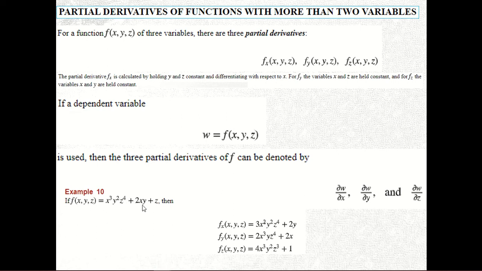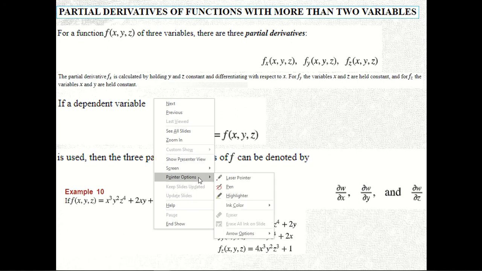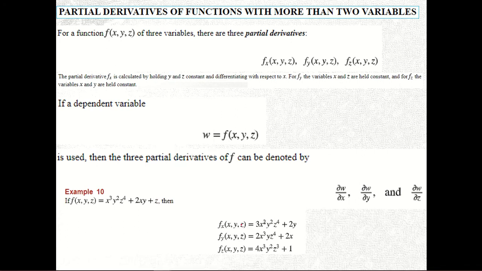Okay, for example, if you're given f of x, y, z equal to x cubed y squared z to the fourth plus 2xy plus z, then we have the following partial derivatives. The first one is the partial derivative of the given function with respect to x. With respect to x, we need to hold y and z as constant.